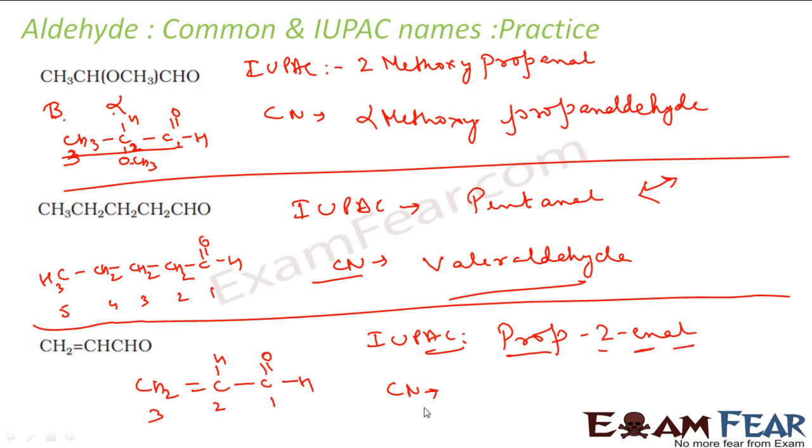If you want to write the common name of this, the common name of this compound is acrolein. Why acrolein? I don't know. Just like that. Scientists used to call it acrolein in the past, still they call it, so it is acrolein.